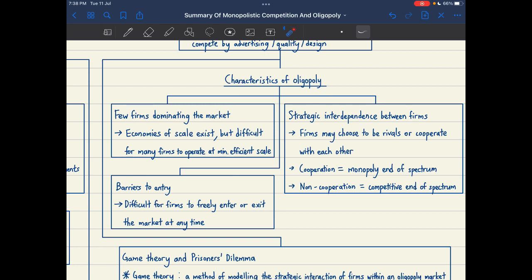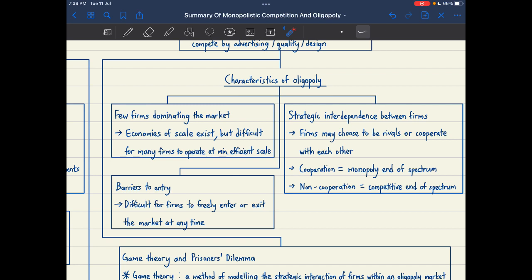And then for oligopoly, there are barriers to entry. So it's difficult for firms to freely enter or exit the market anytime, which is why there's only a few firms in the market, because if they were to enter and exit, they would probably have to pay a cost. And then there's strategic interdependence between firms.